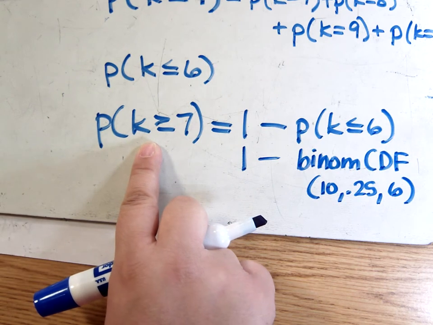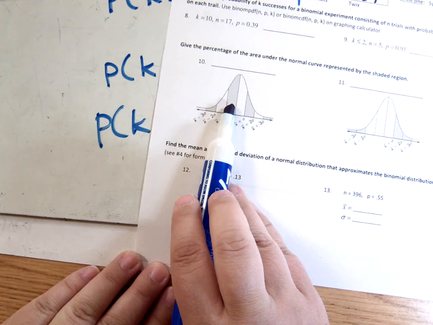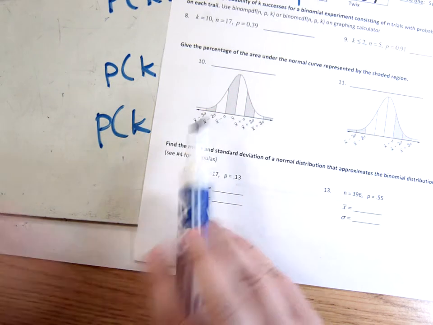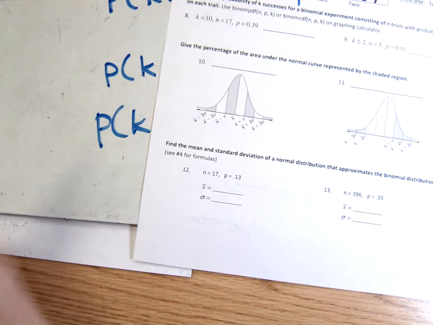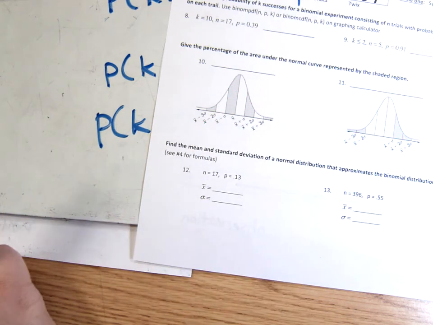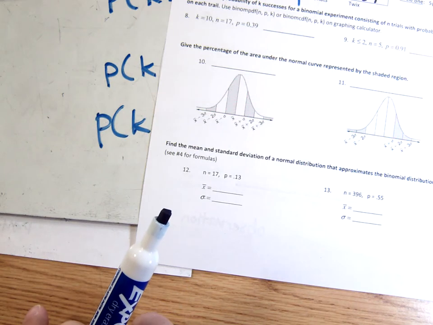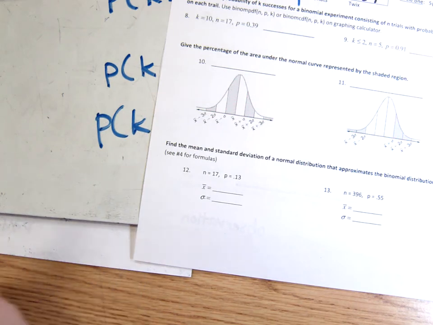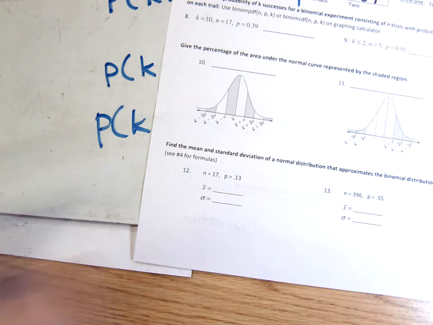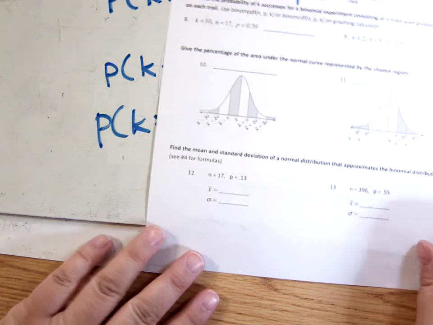All right, moving on. Number 10, give the percentage of the area under the normal curve represented by the shaded region. You're just looking at what's shaded. This is 2.35, okay? So I got 2.35. This one is 34. This one is 13.5. And this one is 0.15. So altogether, that's 50%. It also makes sense that half of them are shaded.